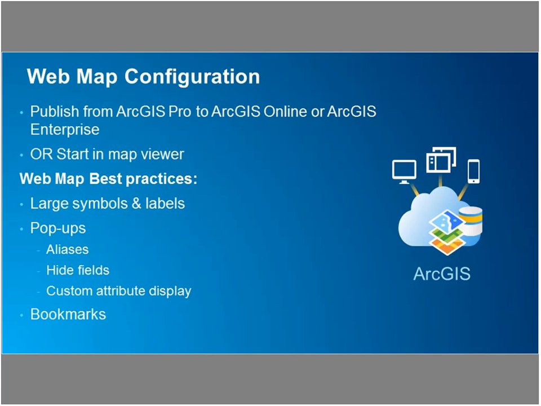So things like doing large symbols and labels to make them visible, configure pop-ups. A pop-up is when a user clicks on a feature. It's how they get information from. Things like using field aliases, hiding fields your users don't need to see, maybe doing a custom attribute display. So again, getting that information to best display for your user will be the way you want to configure these. And also using things like bookmarks to help your users navigate.